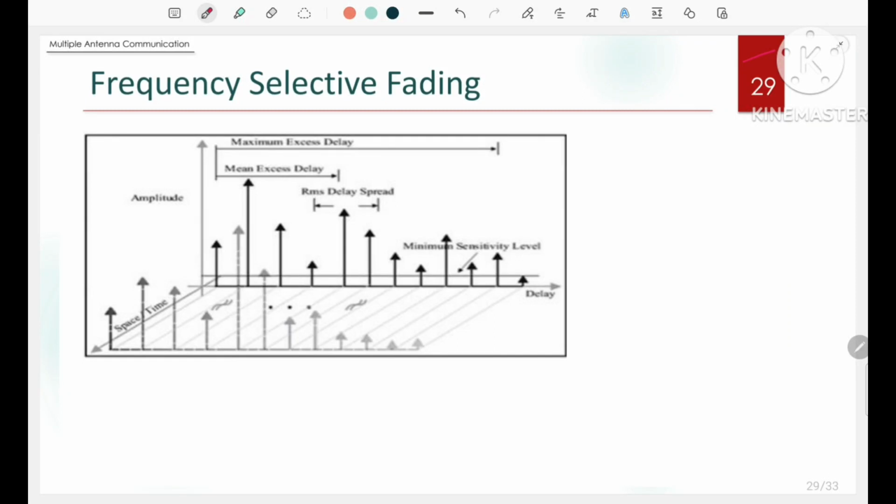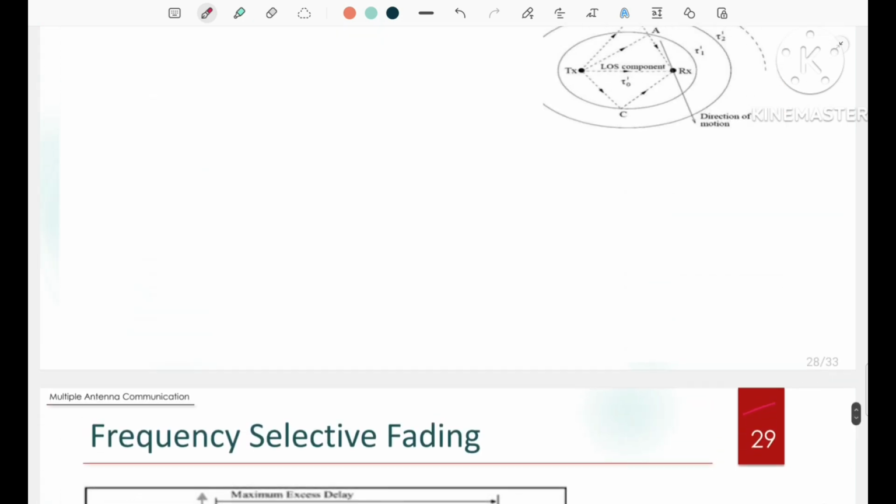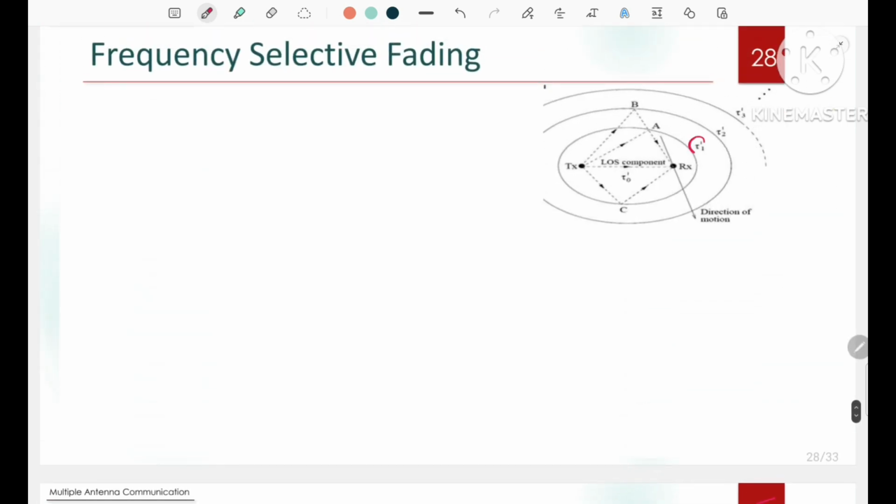Earlier we have seen that the fundamental difference between frequency selective fading and flat fading is that in flat fading we have a single delay, that is, all the echoes are received at a single delay, as if we have only one ellipse, and the transmitter and receiver are the two focal points of the ellipse.